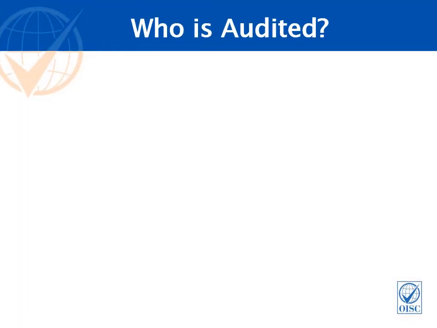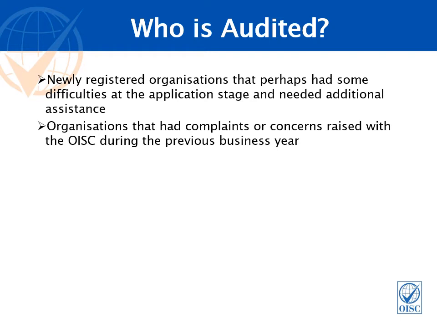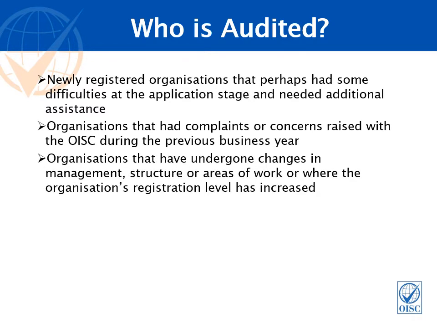Who is audited? In each business year, the OISC will select registered organisations to audit, and these will be chosen for a variety of reasons. For example, newly registered organisations that perhaps have had some difficulties at the application stage and may need additional assistance, or organisations that have had complaints or concerns raised with the OISC during the previous business year, or organisations that have undergone changes in management, structure, or areas of work, or where the organisation's registration level has increased.